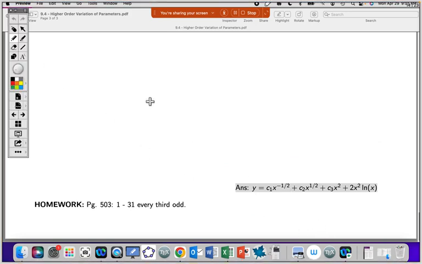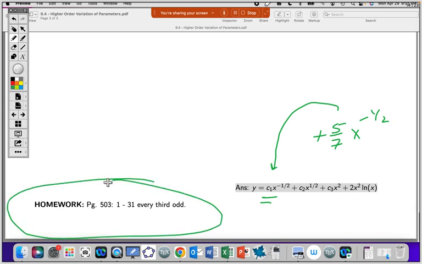Like if in one of your answers you end up getting, you might get like a 5/7 or something, x to the minus 1/2. That's going to be able to get combined into a C1, x to the minus 1/2. So you want to keep on the lookout for that and see if you can simplify your answer. And then, of course, we've got some extra practice for you in the homework.